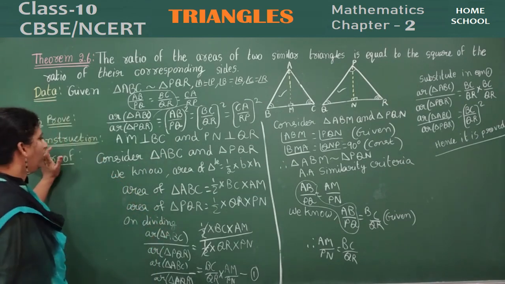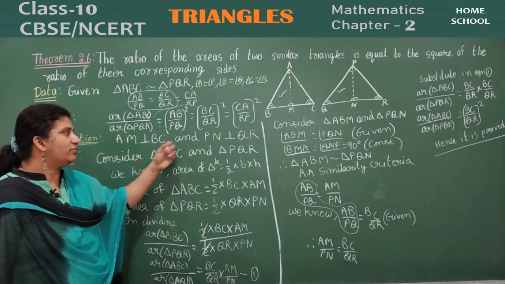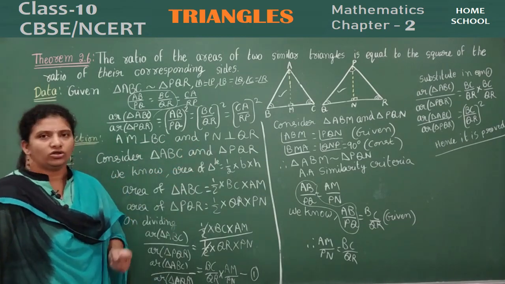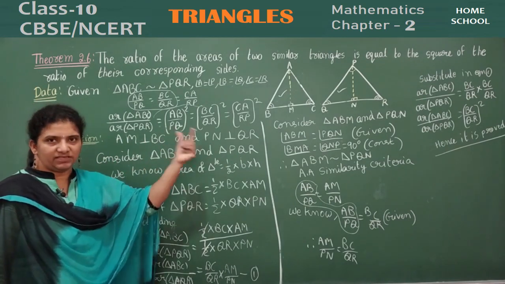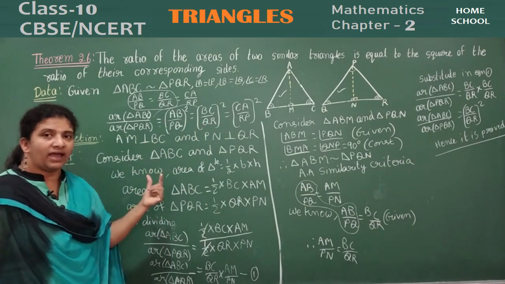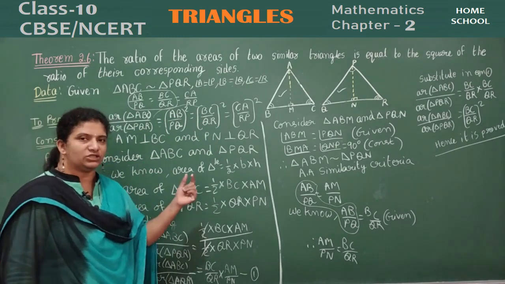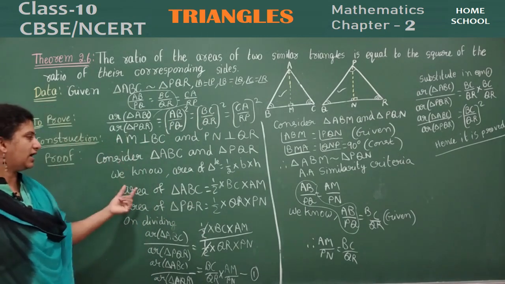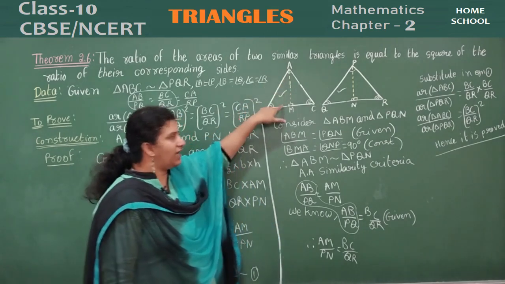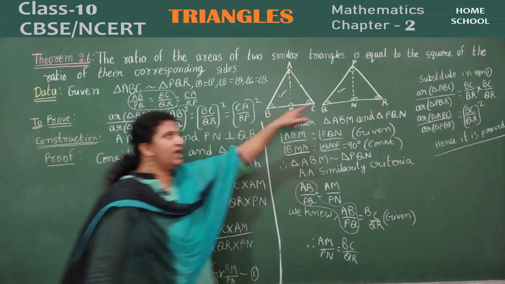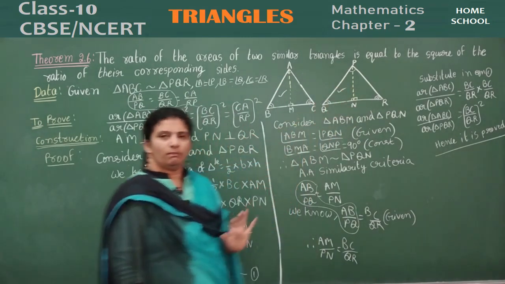So now, look here. Construction. What is the construction we have done? Draw AM perpendicular to BC and PN perpendicular to QR. Proof. Consider triangle ABC and triangle PQR. Apply the area of a triangle formula. What is the area of a triangle? Half into base into height. So consider triangle ABC, half into base BC, height AM. Next, area of the other triangle, half into base QR, height PN.